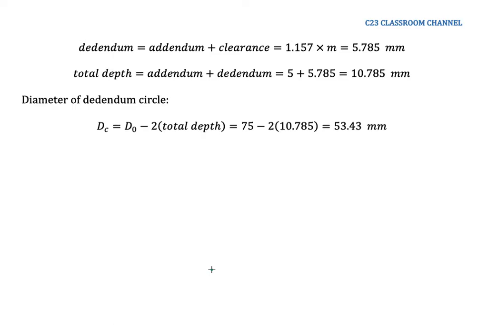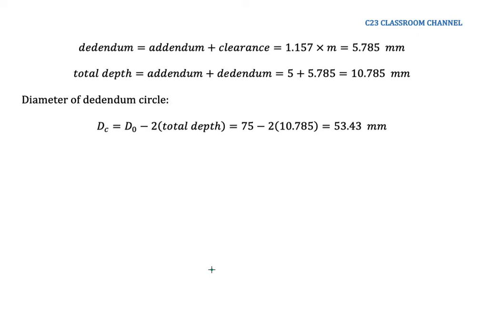The dedendum is actually the addendum plus clearance, so we have 1.157 times M, which is 5.785 millimeters. The total depth will become addendum plus dedendum, 5 plus 5.785, so it is equal to 10.785 millimeters. From that calculation, we know that the diameter of the root circle is 75 minus 2 times 10.785, so it is equal to 53.43 millimeters.